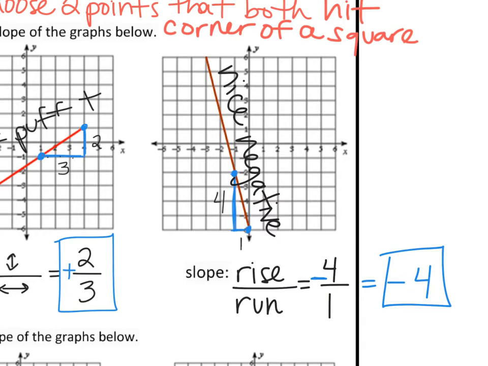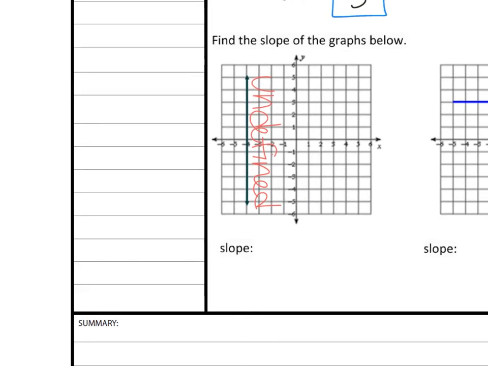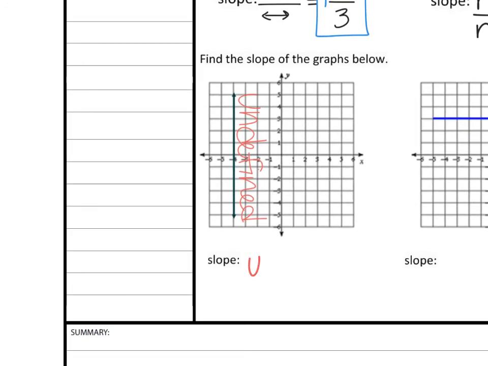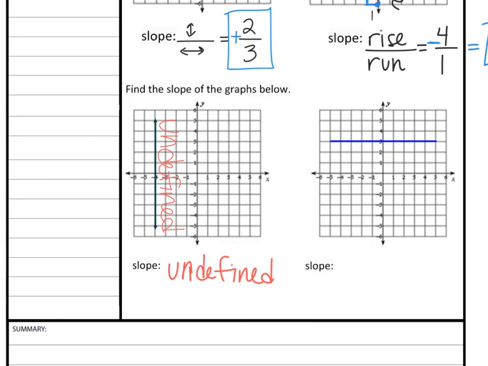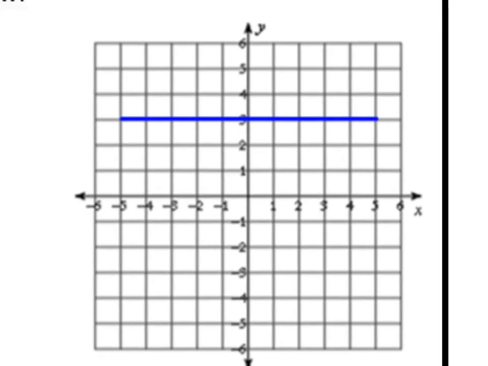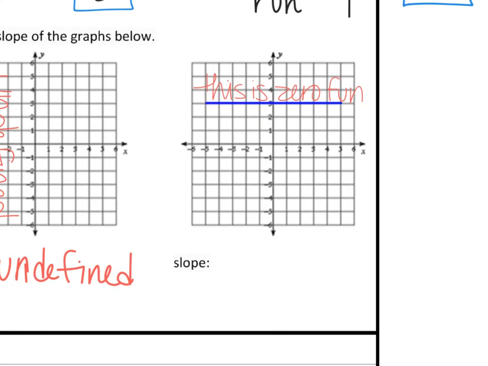The last 2 are real quick. Undefined. Yes, straight up and down. Slope dude says undefined. So that's what you're writing for your slope. You don't have to do the fraction thing. You don't have to do the triangle thing. You just get to write undefined. Wasn't that easy? And then if we see a line like this, zero fun. This is 0 fun. Isn't it helpful to have slope dude help us out? So our slope is 0.